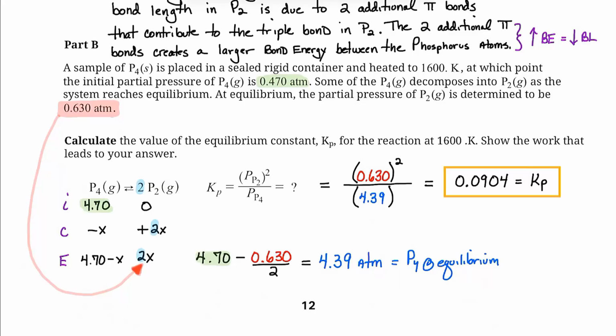And then the system reaches equilibrium. That's an important part of this. Once it reaches equilibrium, we know the P2, that's the product, becomes 0.63. So we know it becomes 0.63. Now, if you notice, I didn't write it there.